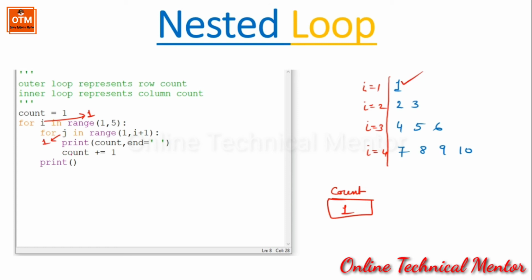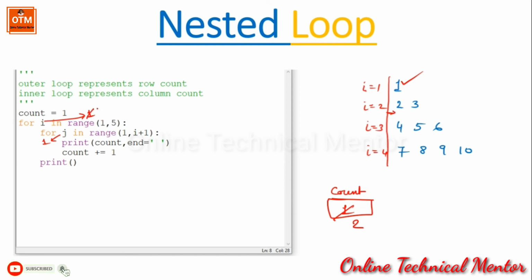At the next line, count will be incremented by 1, so the count will become 2. But this time j will not execute anymore, because for i equal to 1, j will execute only for one time, as I have explained this technique earlier. Now it will come out from j. There is a blank print statement. That means control will move to the next line. Again the control will move back to the for i loop.